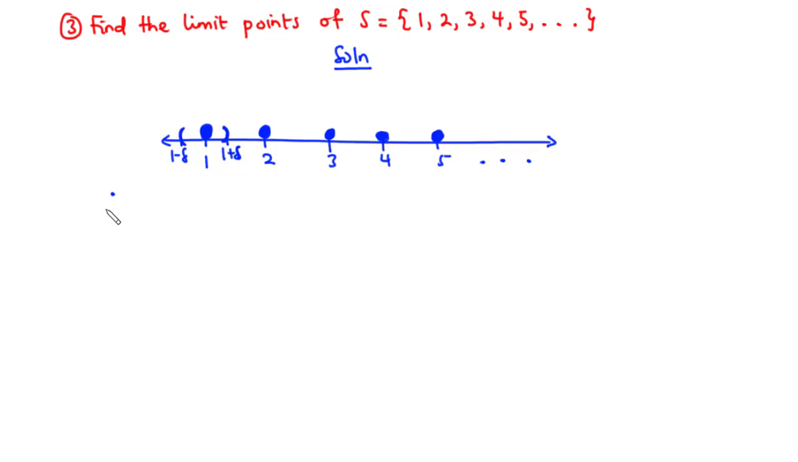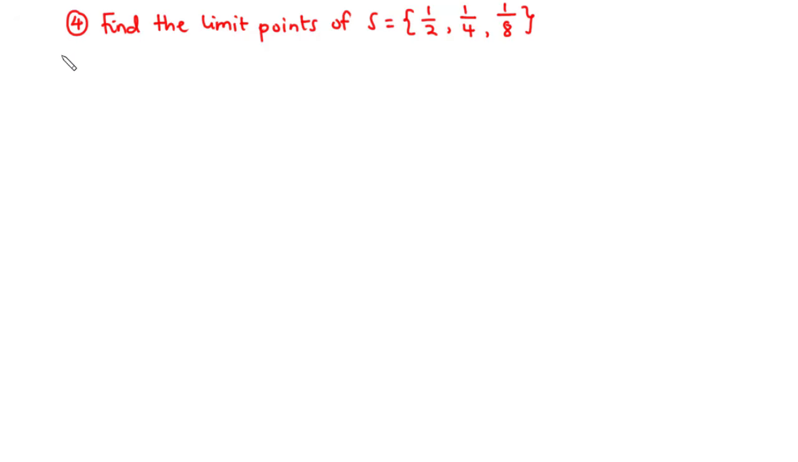Therefore, we can conclude that this set has no limit point, because the delta neighborhood of each of the elements in here, intersection S, gives only a single element. Since the intersection does not contain infinitely many points, that element cannot be a limit point of the set. Example 4. Find the limit points of S.